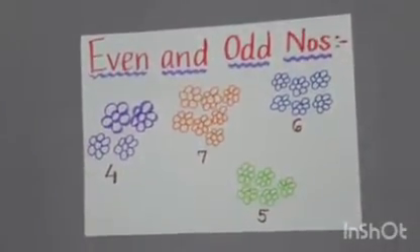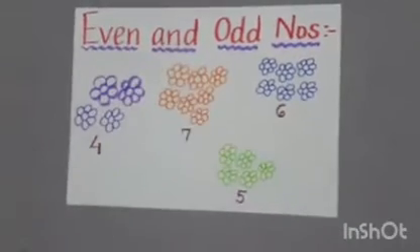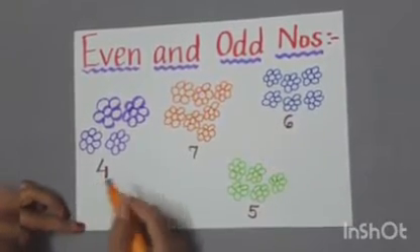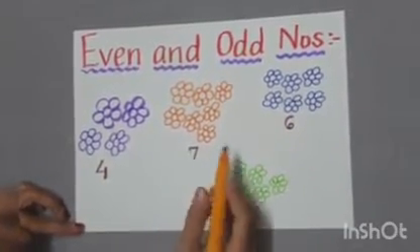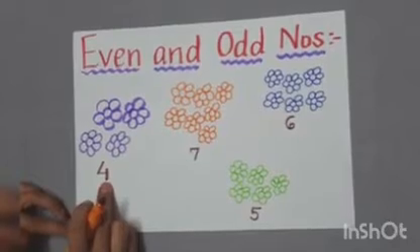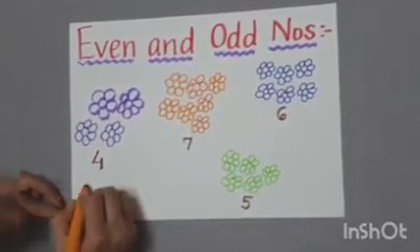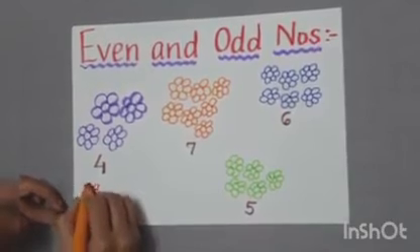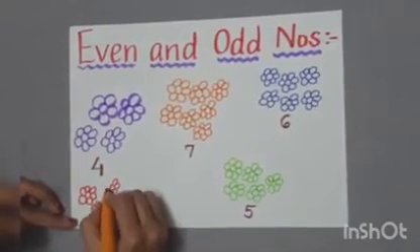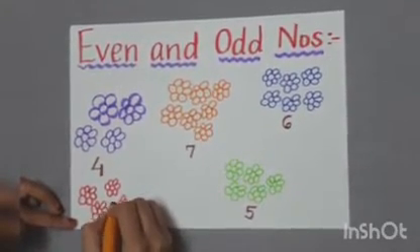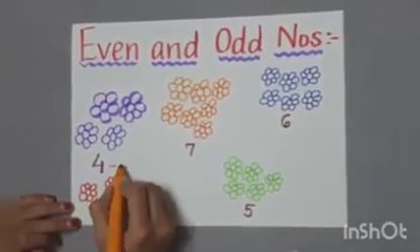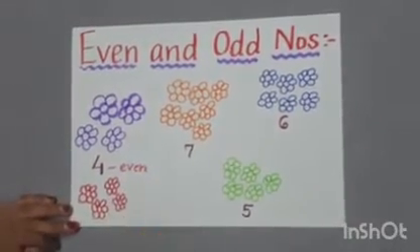This is a very interesting one, children. If you see what are even and odd numbers. Now I have 4 flowers over here. I have 7 orange flowers, 6 blue flowers and 5 green flowers. Okay. Can I make pair of 4 flowers? Yes, I can make pair of 2 for 4 flowers. 1 and 2. This is one pair and this is another pair. So any flower is remain behind? No. So 4 is a even number. It is an even number.